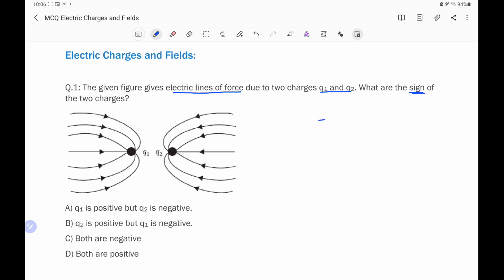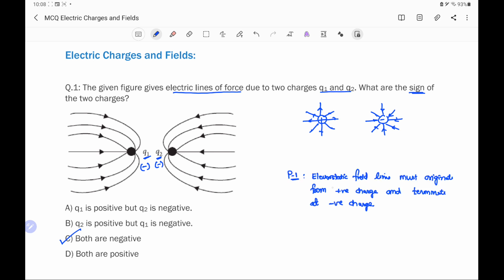Here, from the property of electric field lines, we know that field lines originate from the positive charge and field lines terminate at the negative charge. Therefore, from the figure, we can see that field lines are entering at the charge Q1 as well as at the charge Q2. So in this way, we can say Q1 and Q2 both are negative. Hence, option C is the correct option.